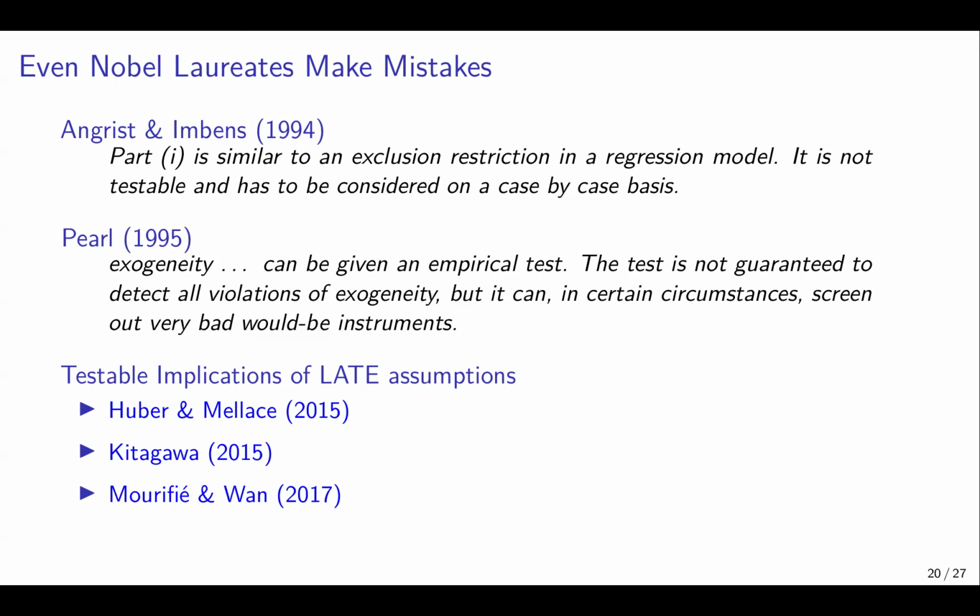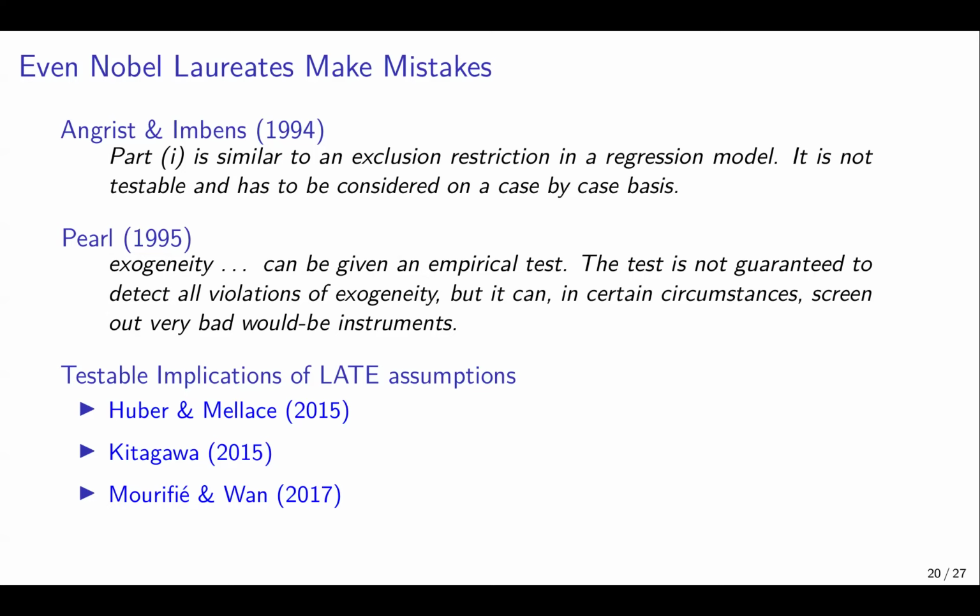Well, this is a slide that is not there to insult famous people who are really, really smart and who I respect. It is merely to point out that this is hard, and this was not obvious. So here's a quote from a well-known paper by Angrist and Imbens. They are referring to this mean exclusion restriction. They say part 1 is similar to an exclusion restriction in a regression model. It is not testable and has to be considered on a case-by-case basis. It turns out, however, that this is incorrect.